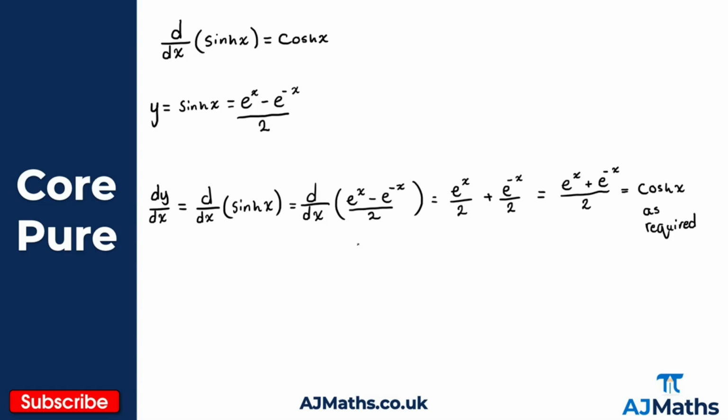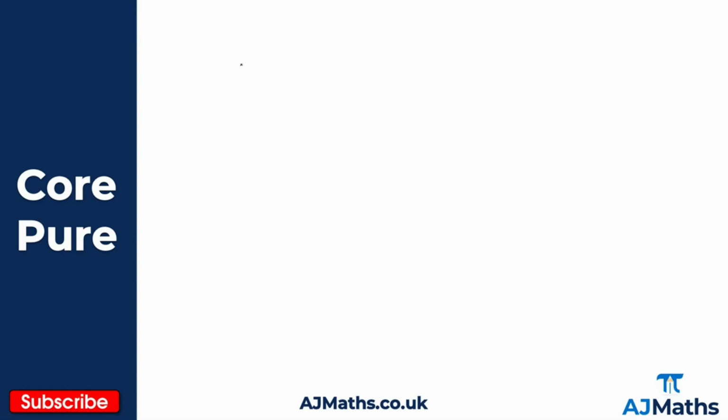Let's have a look now at deriving the result then for the derivative of cosh x. So let's clear the screen here. So in that case then, what we're looking to show here is d by dx of cosh x is equal to sinh x. And the result here largely follows in the same way. So we're going to start by stating that y is equal to cosh x. And then we're going to state the exponential definition for cosh x. That's going to be e to the x plus e to the minus x all over 2.